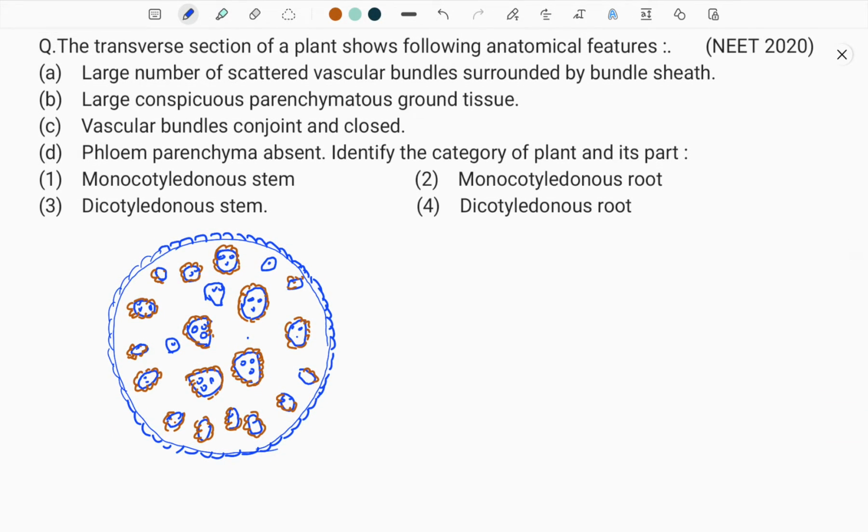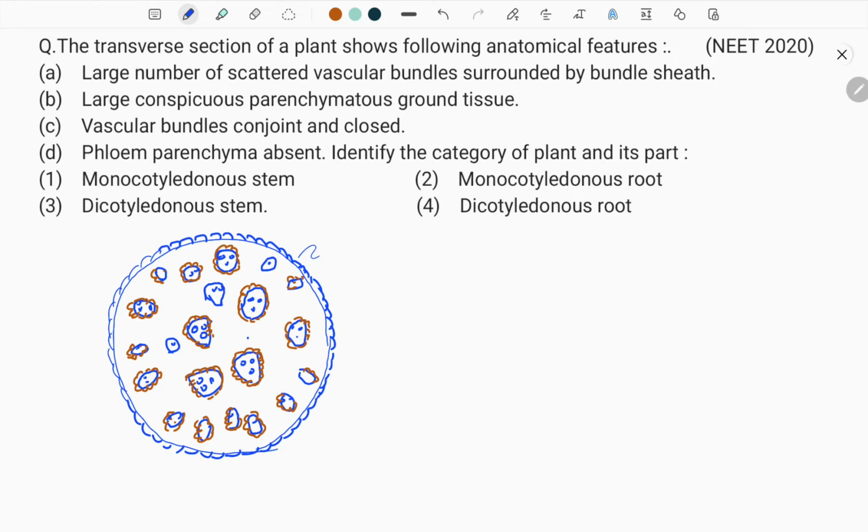Today we have another question about the anatomy. So we have been given here the points. All the points indicate the one and only organ of the plant, that is monocot stem. TS of monocot stem. So here I will explain the features of monocot stem briefly.